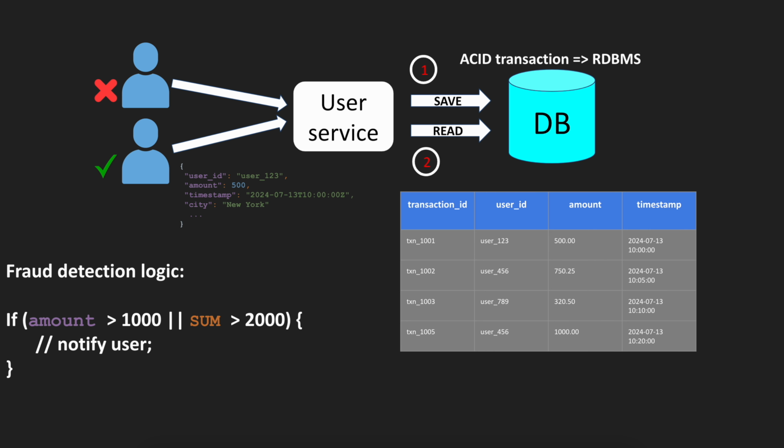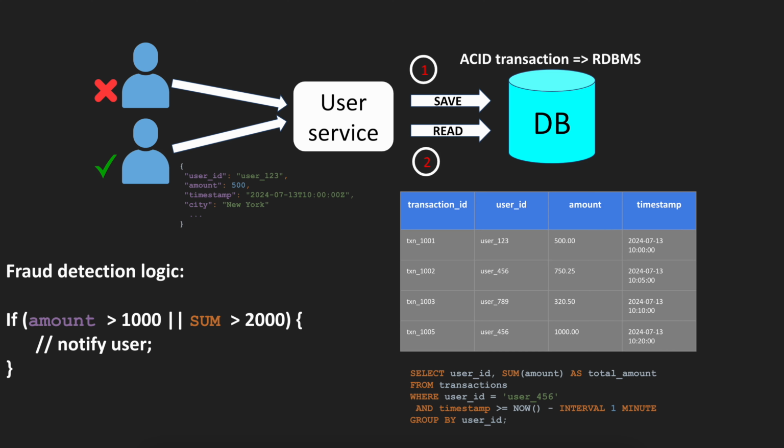And how would our fraud detection logic look like in this case? The fraud detection logic, in very simple terms, is: if the amount is more than 1,000, or if the sum of all the transactions for the last 1 minute is more than 2,000, then we are notifying the user. For that we should run a query where we take all the transactions for the last 1 minute for the particular user, and if that is more than the threshold, we notify the user.